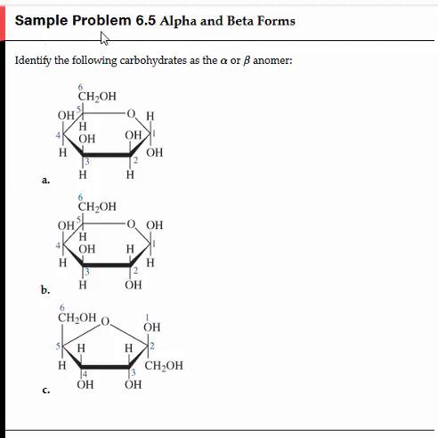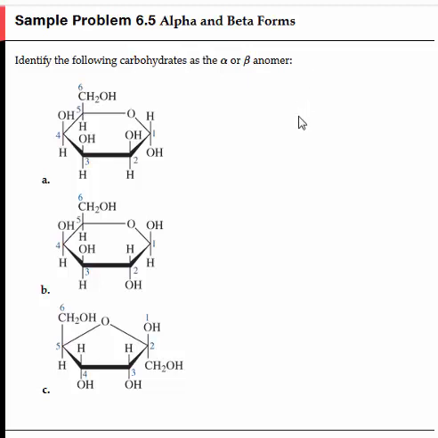Let's look at sample problem 6.5 from the textbook. And it asks us to identify the following carbohydrates as the alpha or beta anomer. And we see three different Haworth projections of three different monosaccharides. So pause the video and determine whether each is an alpha or beta anomer.